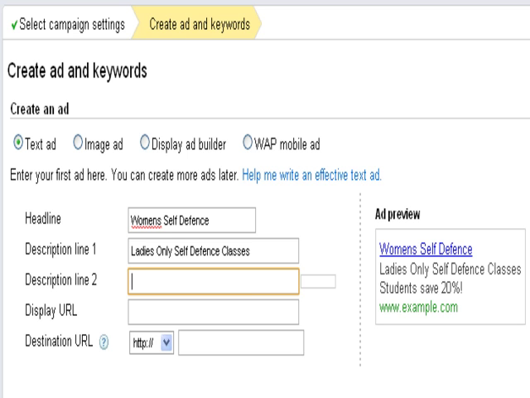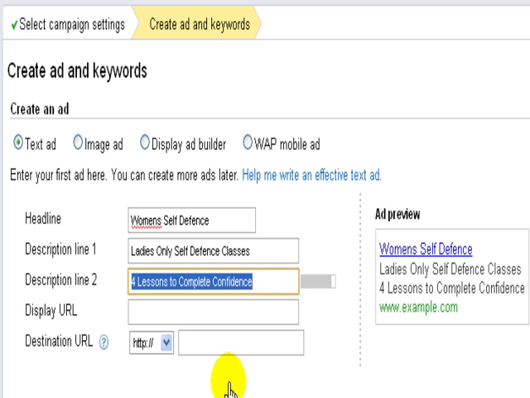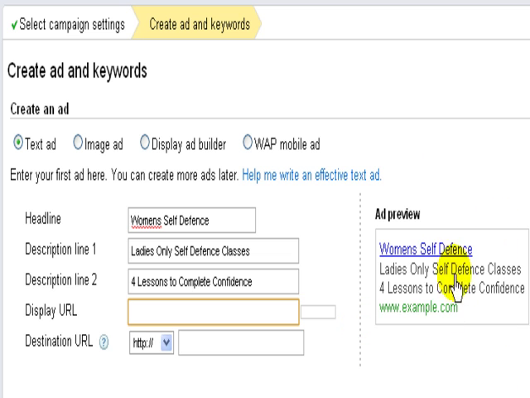Now it's a bit harder for me again because I've just picked a topic off the top of my head. And I don't run ladies self-defense courses. So I'll think of some sort of benefit here. Alright, I've put something here, 4 lessons to complete confidence, and you can see on the right hand side it will appear how it will appear on Google pay-per-click. So the display URL. What do we want to show when somebody clicks on the advert, and then underneath it will be the destination URL.